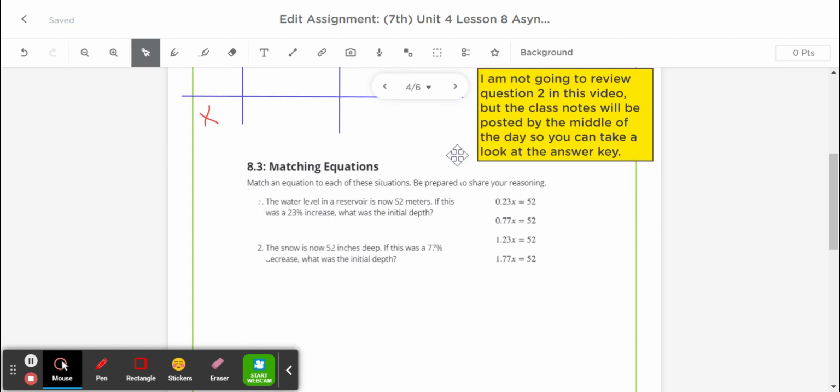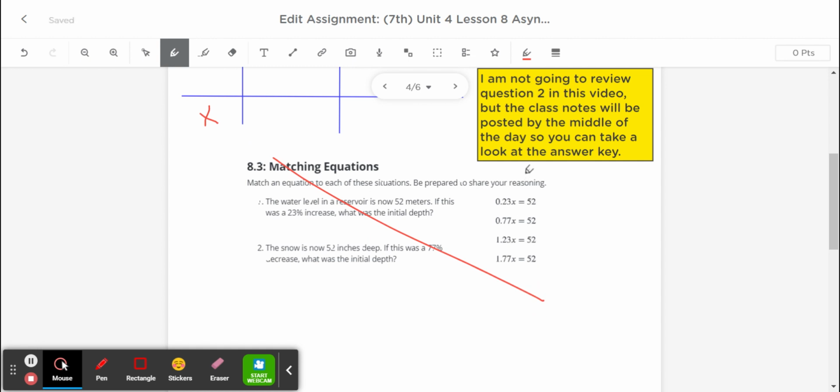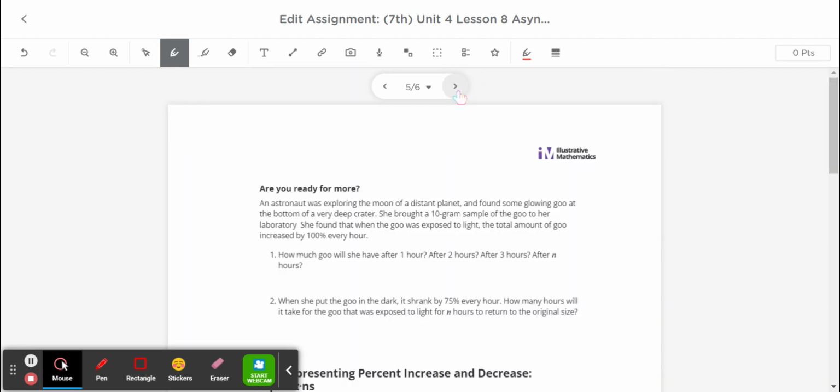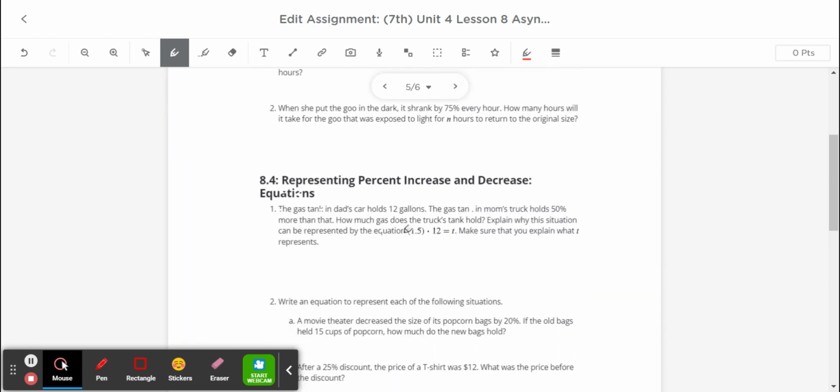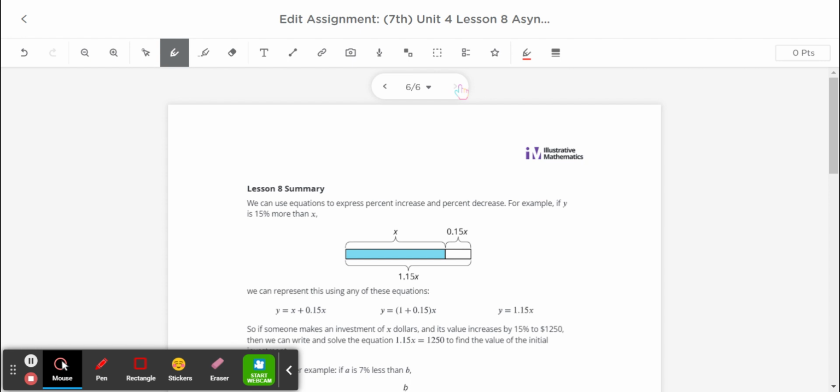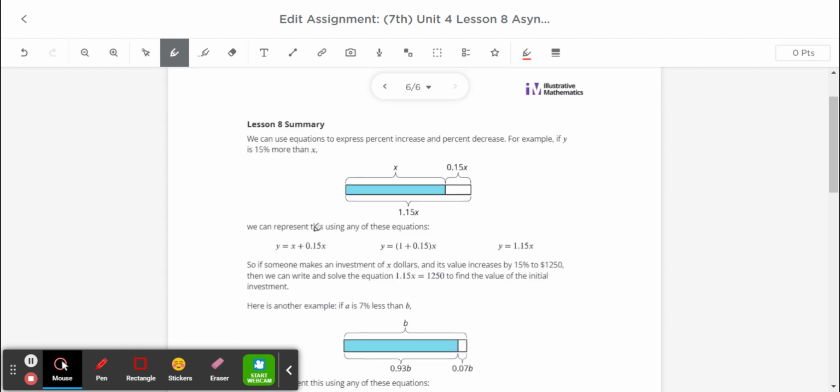If you're absent from class today, we're going to skip 8.3. Instead, I want to talk quickly about the lesson summary. We're going to skip 8.4 as well. We skipped that in class. I'm going to just delete this slide for you so you don't get confused. And let's look at the lesson summary.